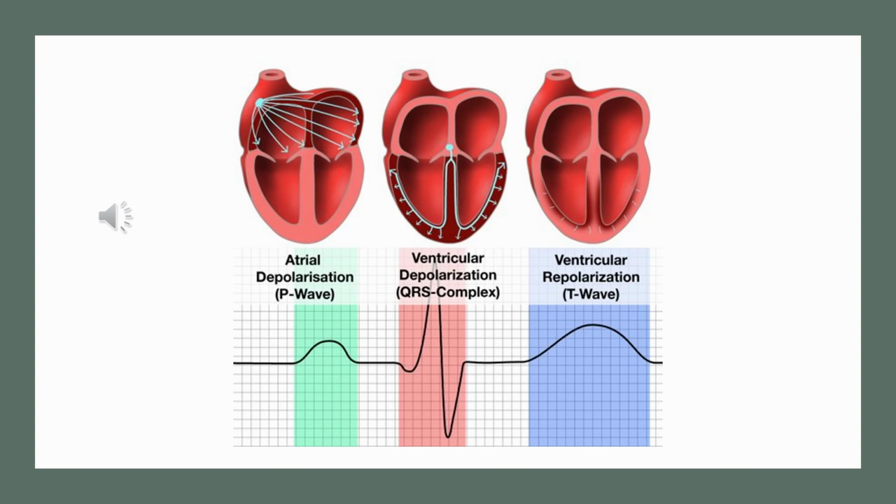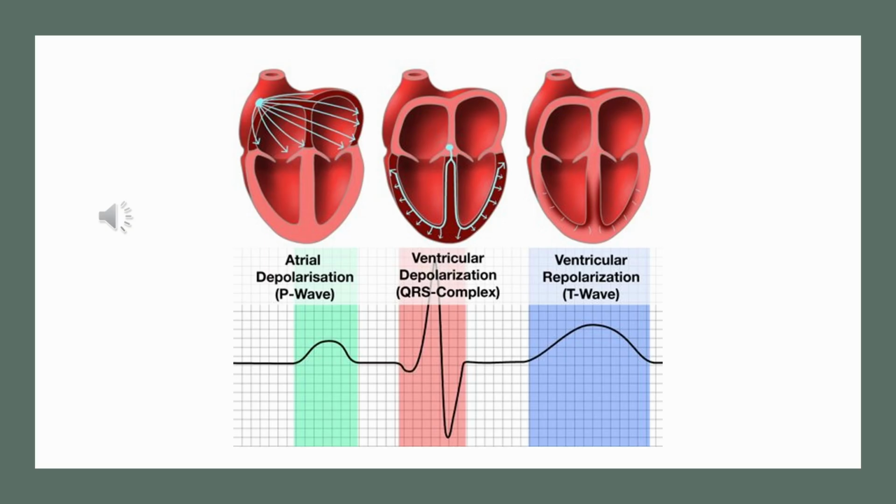Next, we have our QRS complex, which is representative of ventricular depolarization. So this is when the electrical impulse moves through the AV node, through the bundle of His and the Purkinje fibers, causing the ventricles to contract and eject blood to the lungs or to the body. So again, this is shown as the QRS complex. Again, it's the largest and strongest waveform that we see on the ECG, representing the heart's most forceful contraction.